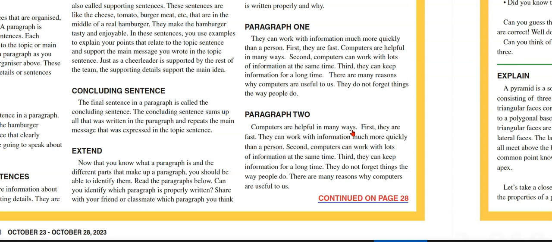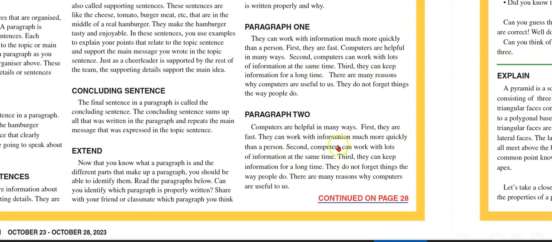They say first, they are fast. And then they explain what they mean by they are fast. They can work with information more quickly than a person. So computers can make calculations with millions of figures. And the human brain would have to take a little time, use pencil and paper to try to get there. But in seconds, milliseconds, it can make those calculations. That was one point. The first thing is the first supporting detail.